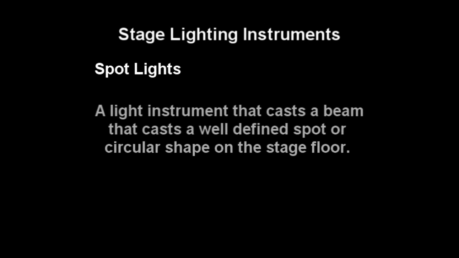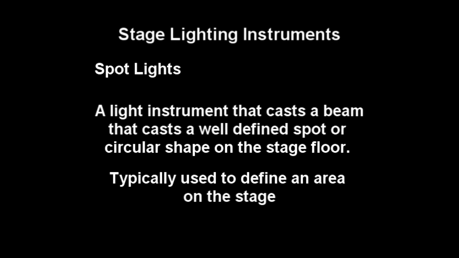In the theater, there are two basic categories of lighting instruments at a designer's disposal. Those are referred to as spotlights and floodlights. Spotlights are so called because their beam results in a well-defined spot or circle on the stage. Spotlights are used primarily for purposes of defining an area on the stage.